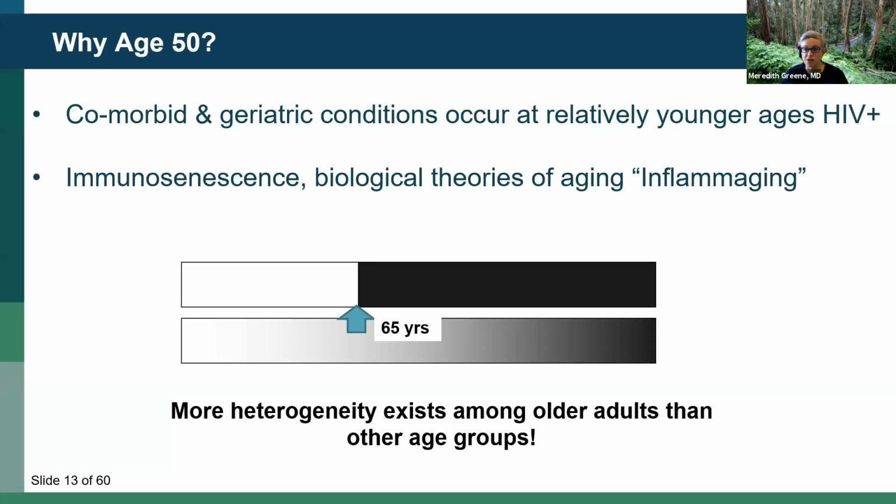And the reality is, it's not that magically one day you wake up and suddenly you're 50 or 65 and you're old. Aging is really a continuum, and everyone ages differently. And so unlike in pediatrics, where children reach certain milestones and have expectations for development, how we age is very different. And there's more heterogeneity amongst older adults than any other age group.